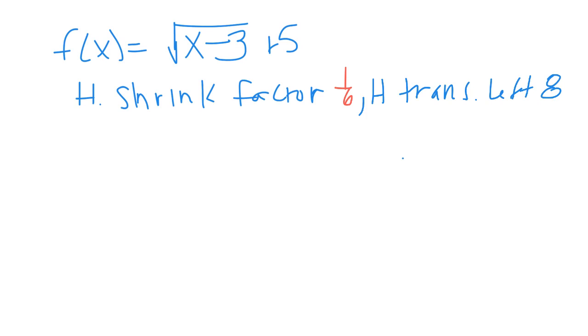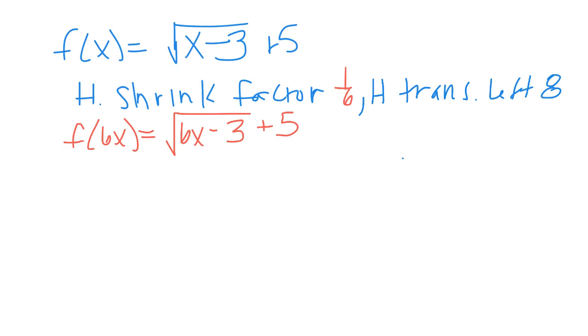So these ones are important. These are the ones that are going to be more on the test, like the ones on your quiz, where you really have to know what you're doing. So the horizontal shrink factor of 1/6 is f of 6x. So that's the square root of 6x replaces the x, minus 3, and then plus 5.